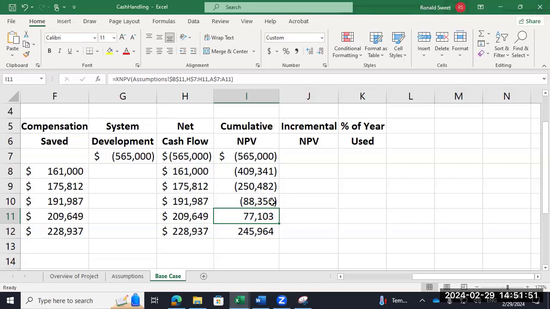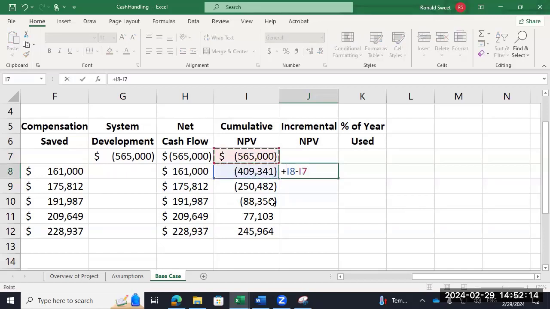We could just go in there and calculate it, but then each time we change something, we have to go back and calculate it. So we want to get Bill Gates to do all the work for us. So one thing we want to know is how much incremental NPV do we have? So we started at time zero with a negative 565.